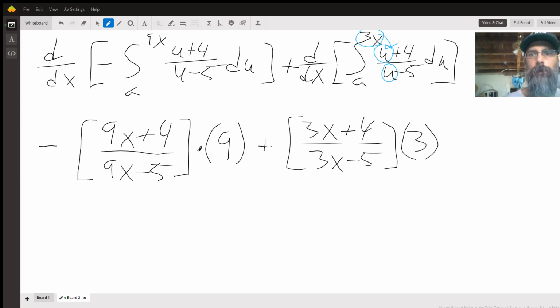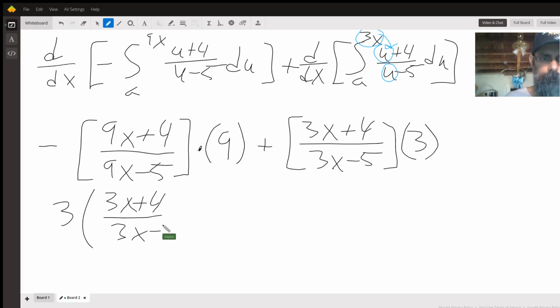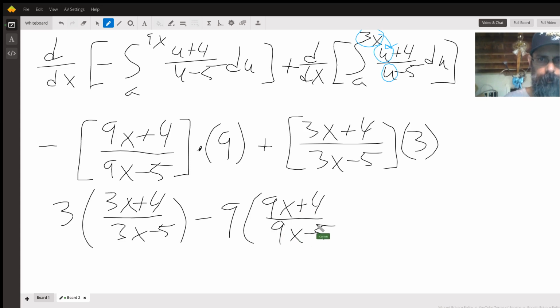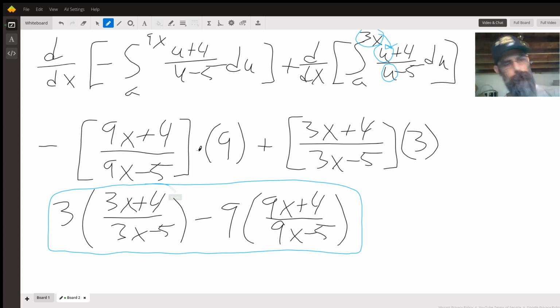Okay, so depending on how much algebra you want to do and depending on what's an acceptable answer in your class, you could just write this as 3 times (3x + 4)/(3x - 5) minus 9 times (9x + 4)/(9x - 5). You could leave it there if you didn't need to simplify as much as possible. Otherwise, you're going to have to get common denominators and bring it all together. That might take another minute or two. And to keep this video under 5 minutes, I think I'm going to leave it there.